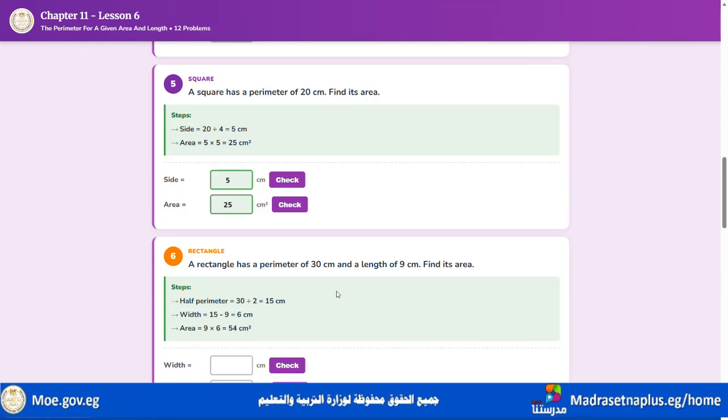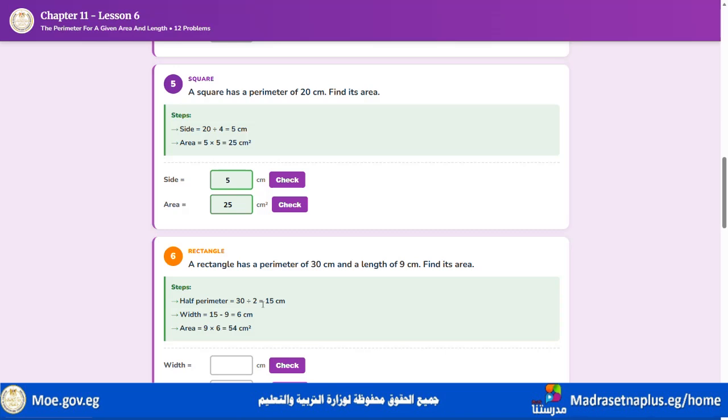What about a rectangle? A rectangle has a perimeter of 30 centimeters and a length of 9. What is meant by the perimeter? Perimeter means 2 times the length and width, or 2 lengths and 2 widths. So 2 lengths and 2 widths equals 30. Length and width equal half of 30, so length and width equals 15 centimeters. Half of the perimeter of a rectangle means length and width.